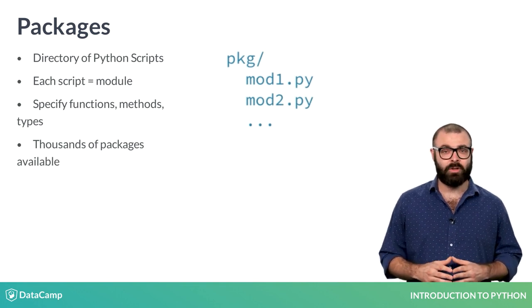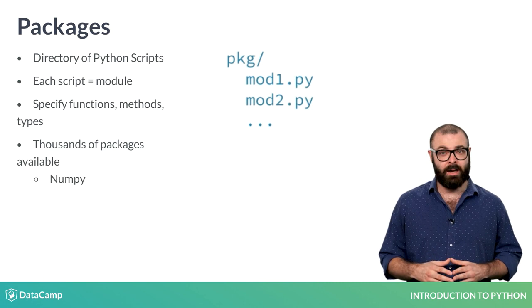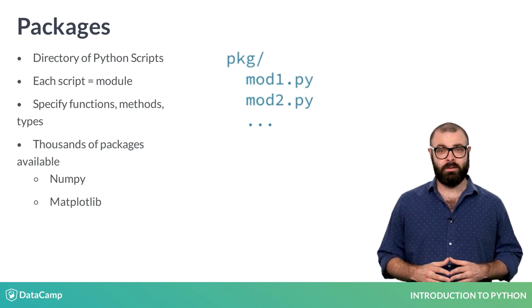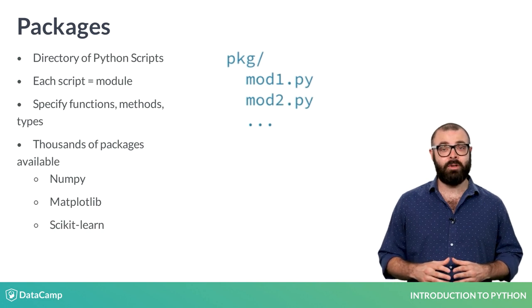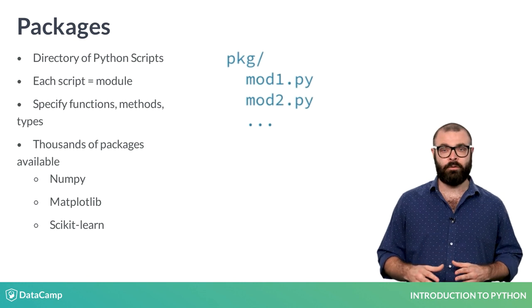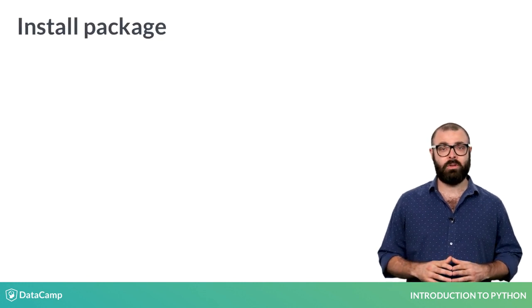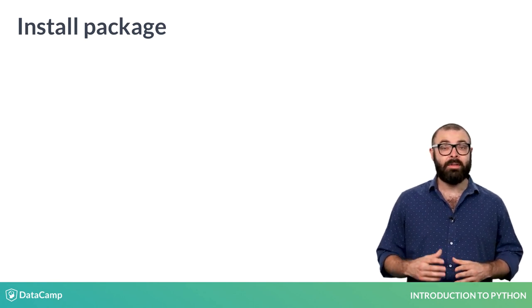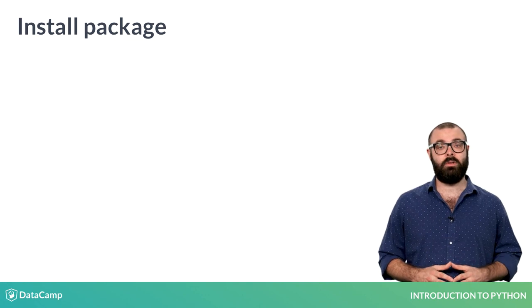Among them are packages for data science. There's NumPy to efficiently work with arrays, Matplotlib for data visualization, and scikit-learn for machine learning. Not all of these packages are available in Python by default. To use Python packages, you'll first have to install them on your own system, and then put code in your script to tell Python that you want to use these packages.